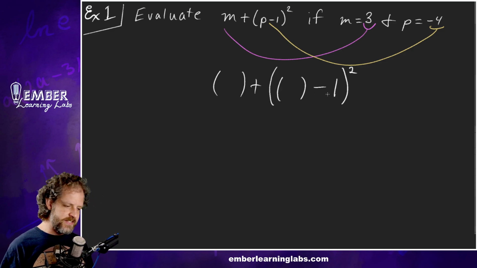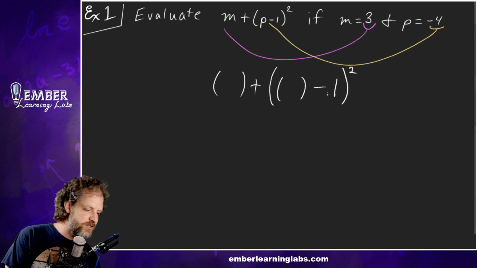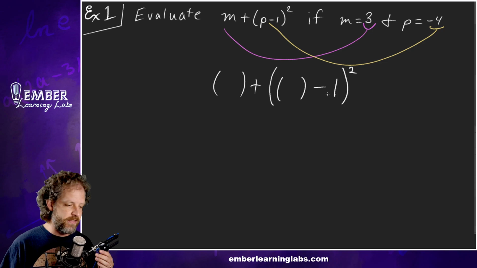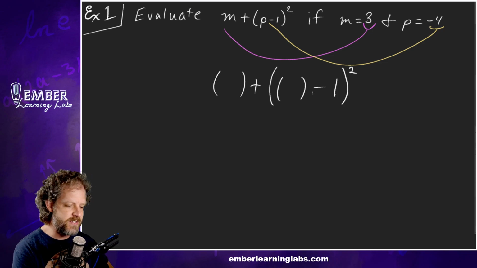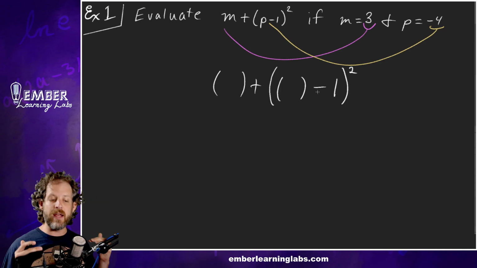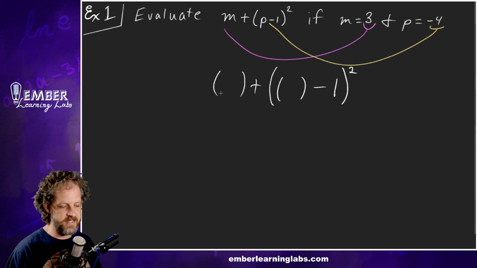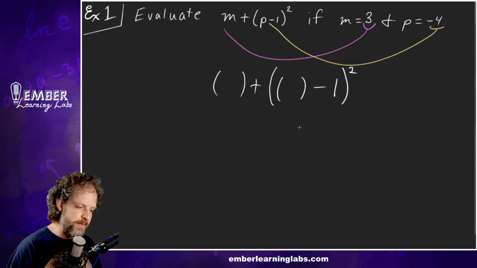And one of the easiest ways, no matter who you are, no matter what your needs are, to keep up with those negatives is to make sure you keep your work really neat and you line it up and you bring it down and you write those negatives. And so that's why we rewrite this with parentheses. It looks a little wild, but it helps keep us organized.